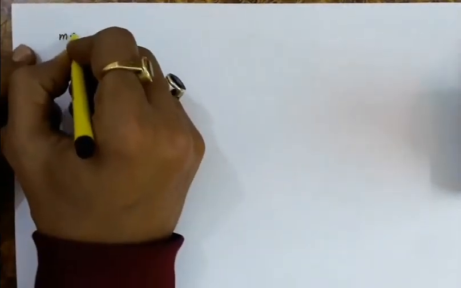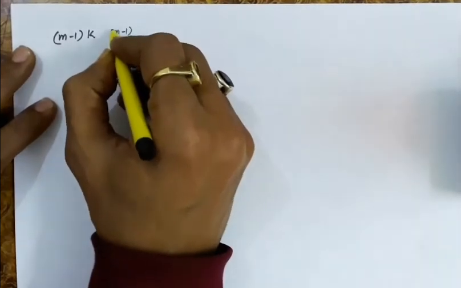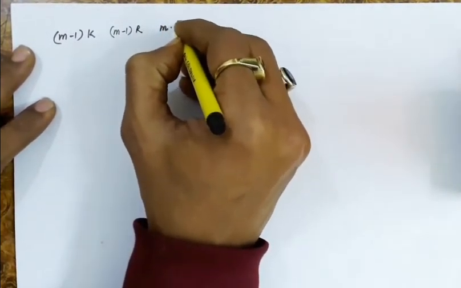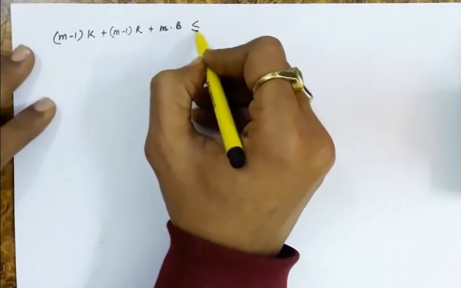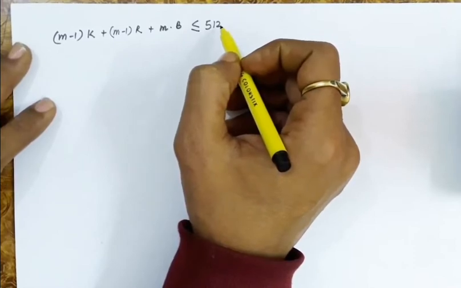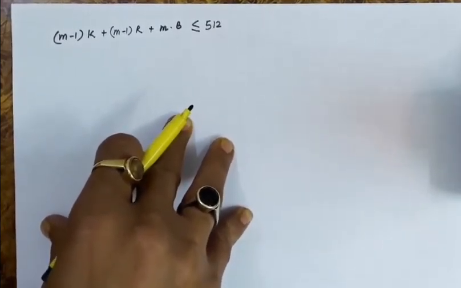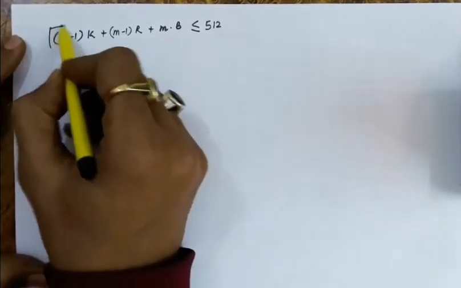If I sum all these: m-1 key values, and m-1 record addresses, where R represents the record address, and then m child node addresses, so m into B, where B represents the block address or the address of the child. The sum of all these should be less than or equal to 512 bytes. Why 512 bytes? Because every BTree node is going to be adjusted in a block or a sector, and the sector size is 512 bytes. So this is the formula by which I can find the BTree order.